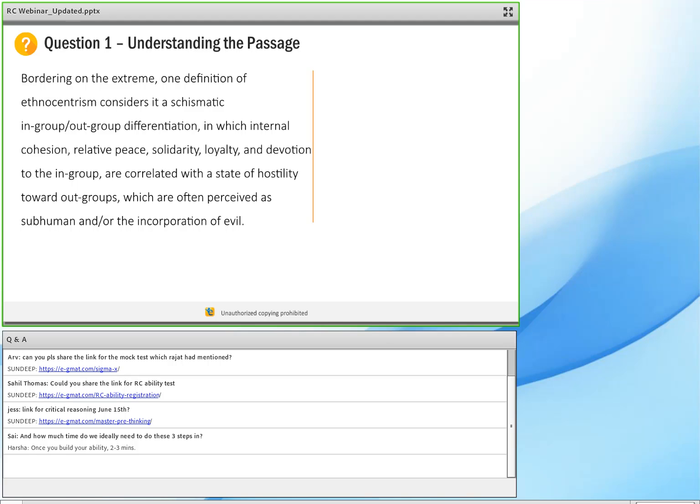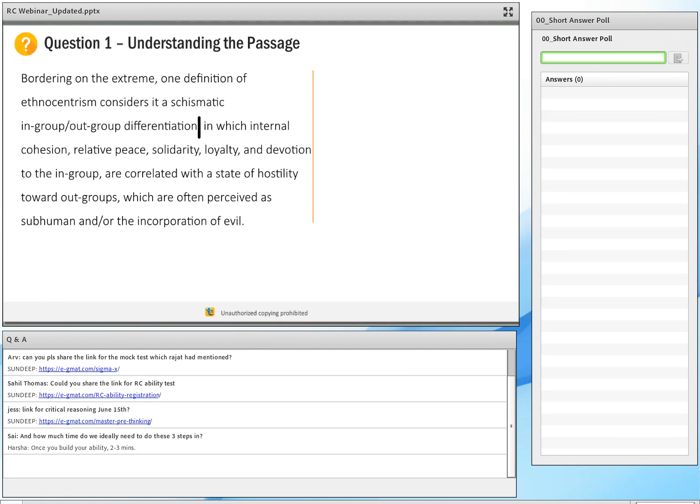So the author says, bordering on one extreme, and let me just go over here. One definition of ethnocentrism considers it a schismatic, blah, blah, blah. So let's just pause over here. As you read the passage, you should look at and really say, where is it that I'm pausing? Why? Because it's really important to know when to read and summarize this. Now, let me put in my short answer poll over here. What's the purpose? Why did the author really say bordering on one extreme over here?